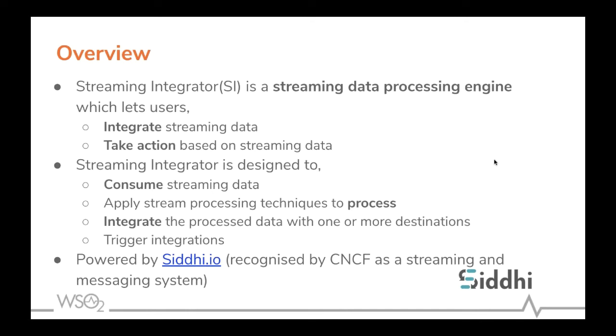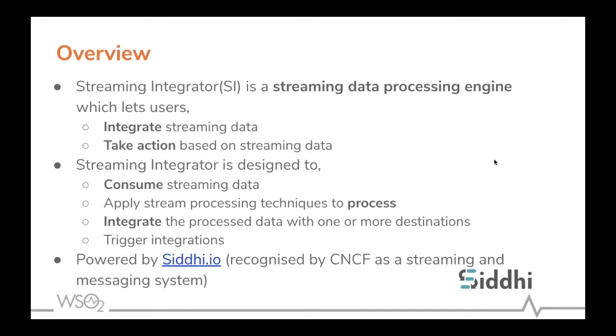There are two main functionalities that it can carry out. The first is integrating streaming data, that is, making the streaming data available for downstream consumers to consume in different formats, and also taking action based on streaming data. I explained what actions mean in the context of enterprise application integration. WSO2 Streaming Integrator lets users take action based on streaming data as well.